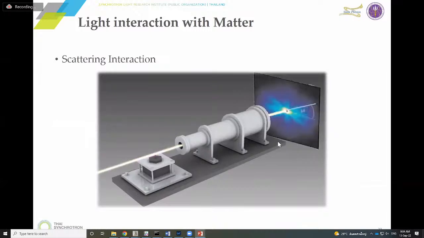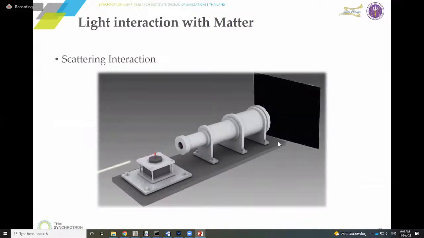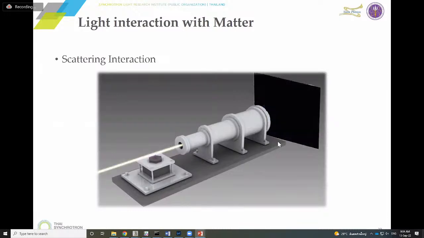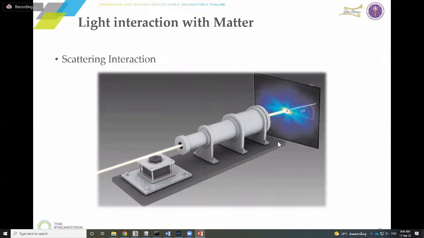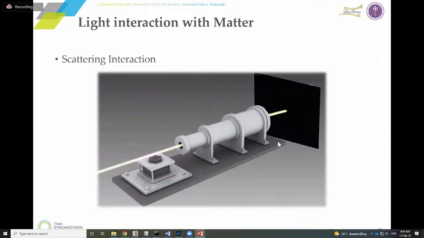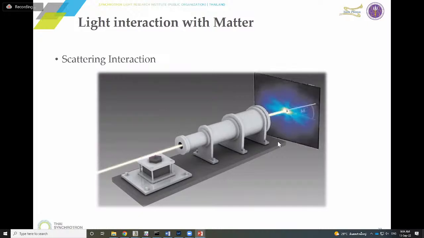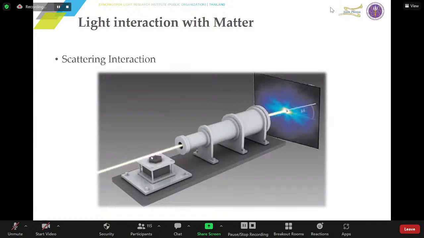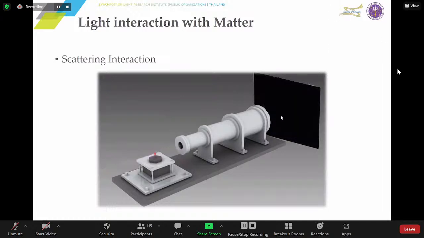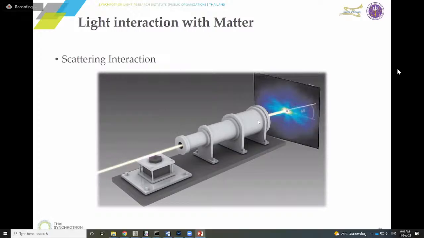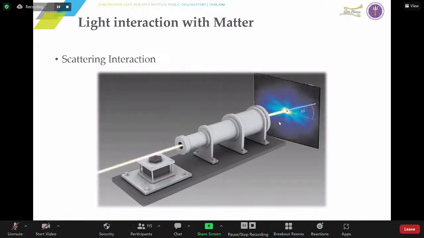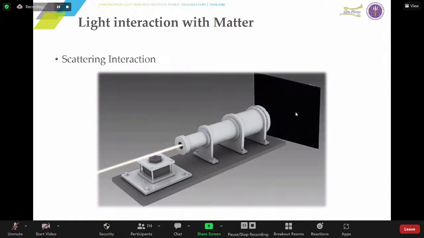Let's get to the techniques. I try to group the 12 techniques together. The first one, we're talking about the techniques concerning the scattering interactions. So for the scattering interaction, what we can do is you strike the synchrotron through the sample, this small red thing is your sample, and the X-ray passes through the vacuum tubes to the 2D detector. You get the pattern of scattering.